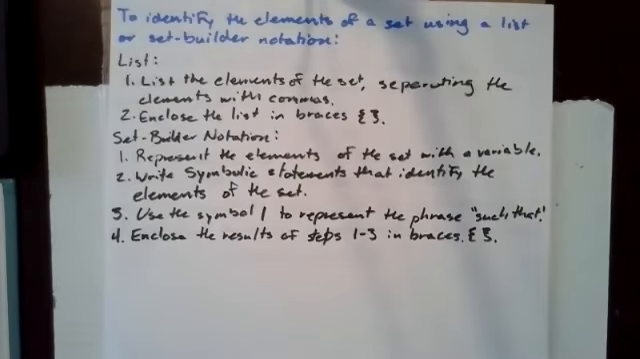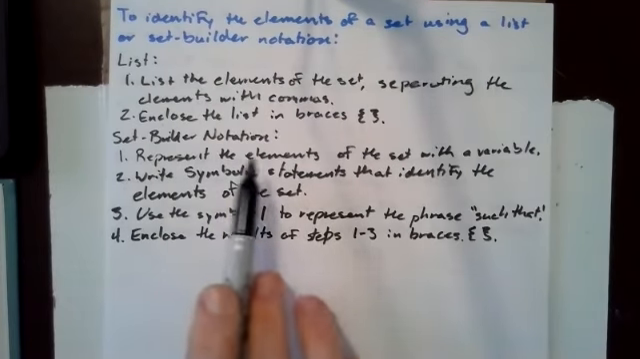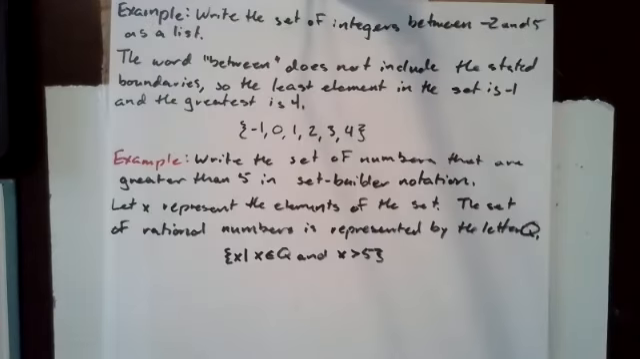All right. So to identify the elements of a set using a list or set builder notation, first, if we build a list, first we list the elements of the set, separating the elements with commas. And then second, we enclose the list in braces. For set builder notation, first, represent the elements of the set with a variable. Write the symbolic statements that identify the elements of the set. Use the vertical bar to represent the phrase such that, and enclose the results of steps 1 through 3 in braces. So here are some more examples.